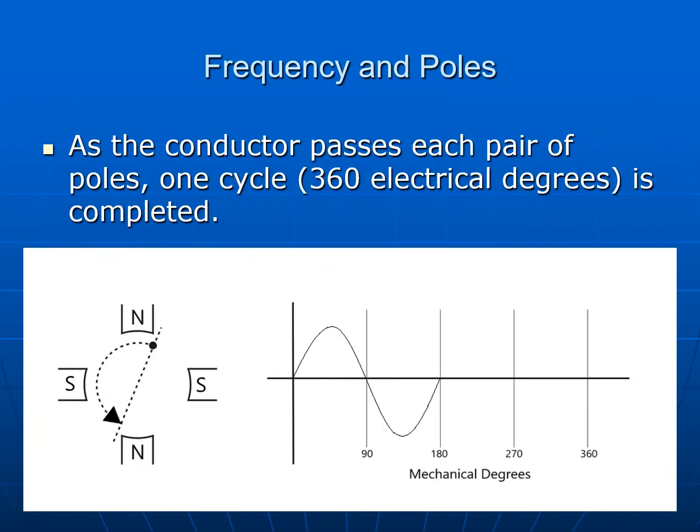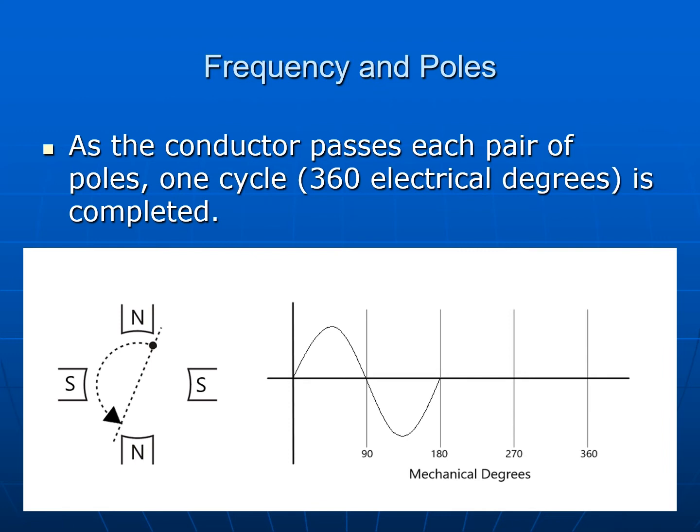When we talk about frequency and poles, one thing we need to know is how many poles are inside the generator. In a simple generator like we saw in the first video that only had two poles, one north and one south, that is considered to be a two-pole generator. If we have multiple poles, such as the one you see on the screen, this is a four-pole generator.